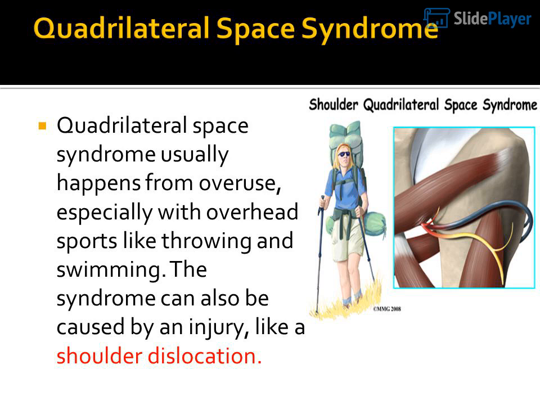Quadrilateral space syndrome usually happens from overuse, especially with overhead sports like throwing and swimming. The syndrome can also be caused by an injury, like a shoulder dislocation.